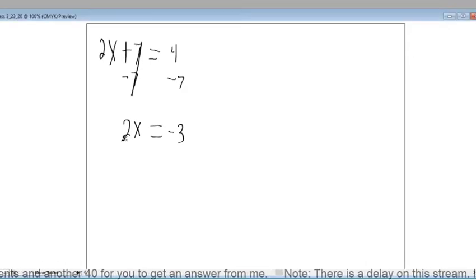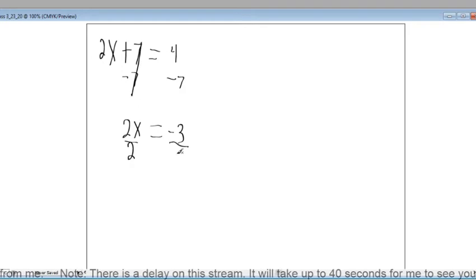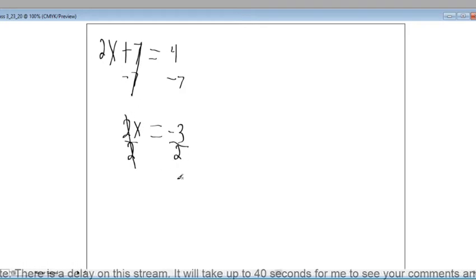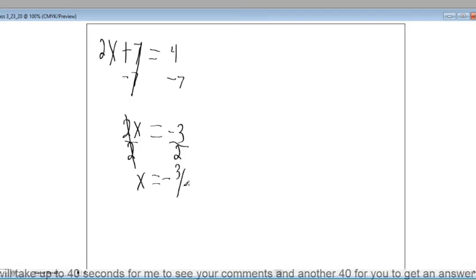What we'll do is divide by 2, since what we're doing right now is multiplying by 2. If we divide by 2, that will cancel this, and we do the same thing to this side. Divide by 2, and again that cancels there. We are left with x on this side, and that is equal to negative 3 over 2.